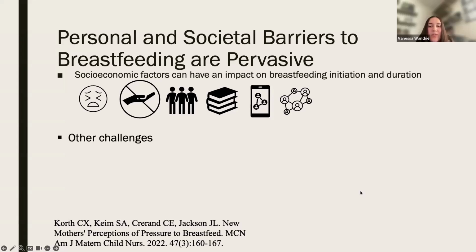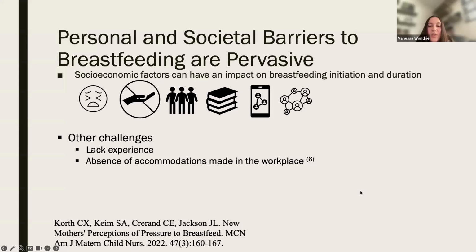Other challenges that can prevent or shorten breastfeeding for an individual may be lack of experience, absence of accommodations in the workplace, societal expectations, or their own beliefs, which have been noted as pressures for some women. This pressure can in turn create poor breastfeeding outcomes and can leave the mother with a negative overall breastfeeding experience.